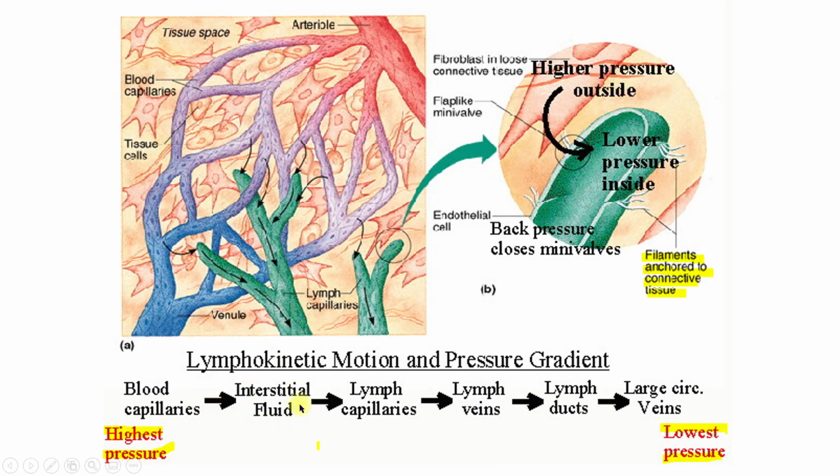fluid. And this interstitial fluid will be filtered into the lymph capillaries via diffusion. Okay, so this lymph will be channeled through the lymph veins, lymph ducts, and eventually to the large circulatory veins, which we have learned already. And apparently this vein has the lowest pressure.